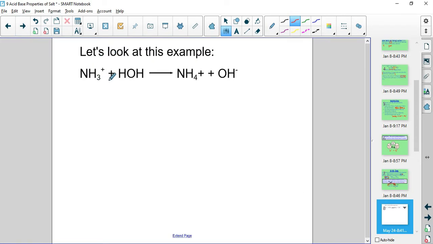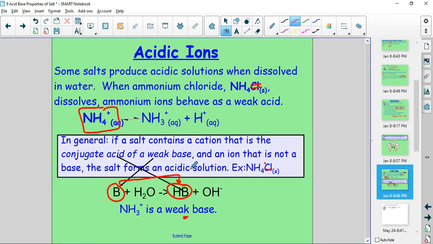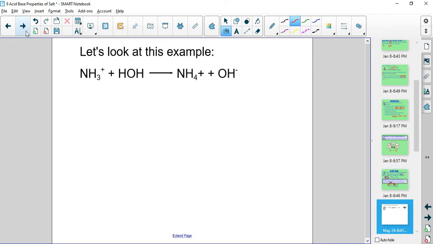Okay, let's look at this example. As we said, this is our weak base. NH3, we know ammonia to be our weak base, and we've seen this reaction before. What's happening here, we know that it can actually go back and forth, but ammonia and water, HOH, can produce, this should be a superscript, but this is the reaction that can occur. So ammonia can become ammonium, NH4.